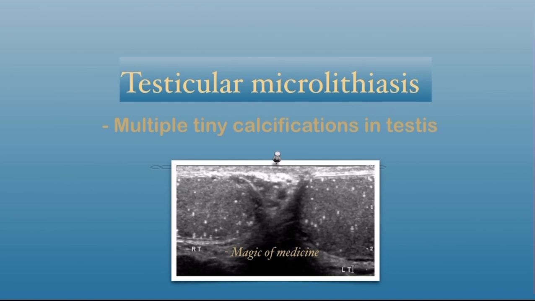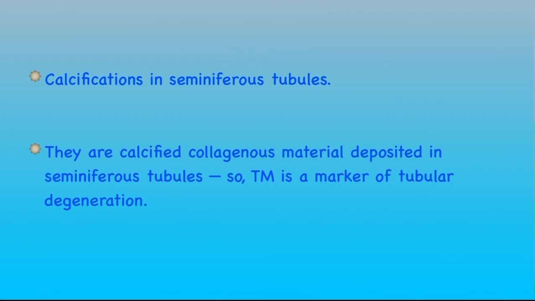As the name suggests, there are microliths within the testicular parenchyma. Micro means tiny, very tiny. What we considered in our criteria is less than or equal to 2 to 3 mm. And lithiasis means calcification. So now our definition is clear.